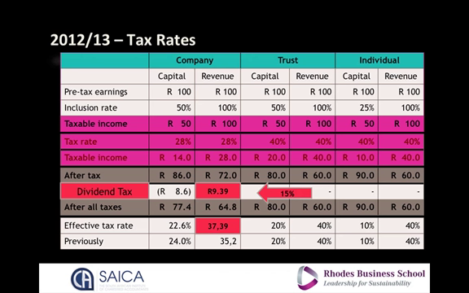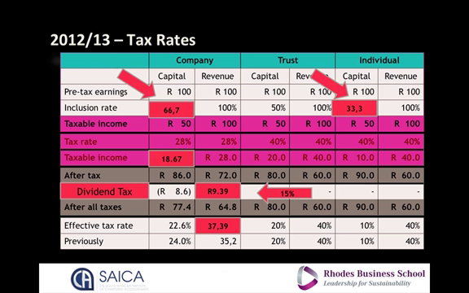But that's not all by a long way, because then they start fiddling with the capital gains tax rates, and they push up the corporate CGT inclusion rate to 66.7% and the individual inclusion rate to 33.3%. That then gives an effective corporate capital tax rate of 18.67% compared to 13.33% for an individual.